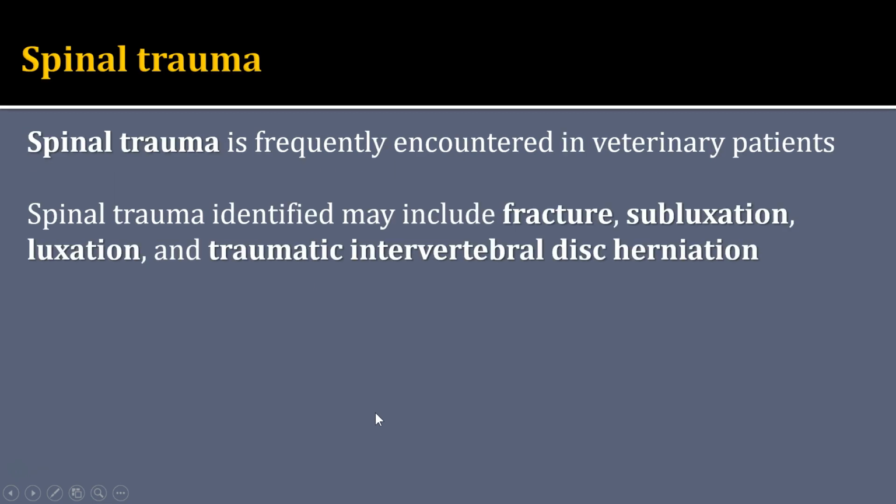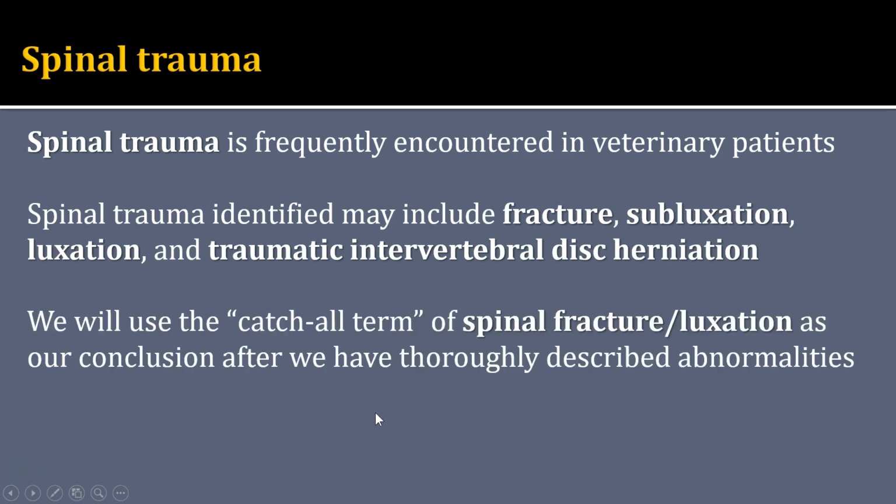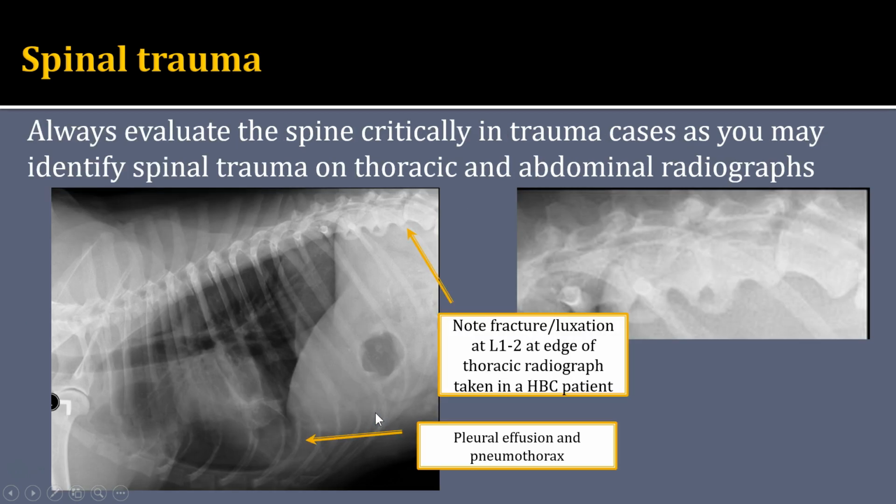Let's start with spinal trauma. Spinal trauma is frequently encountered in veterinary patients, and trauma identified may include fractures, subluxations or luxations, and traumatic intervertebral disc herniation. We're going to use the catch-all term of spinal fracture luxation as our conclusion after we have thoroughly described abnormalities, as we don't always identify all of the trauma. So again, you will hear me talk about the conclusion of spinal fracture luxation.